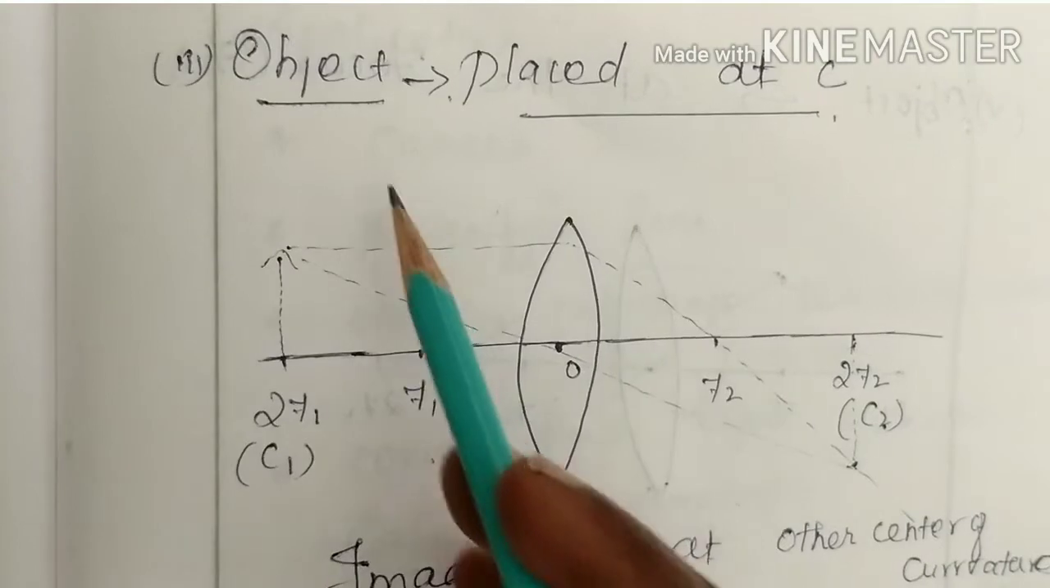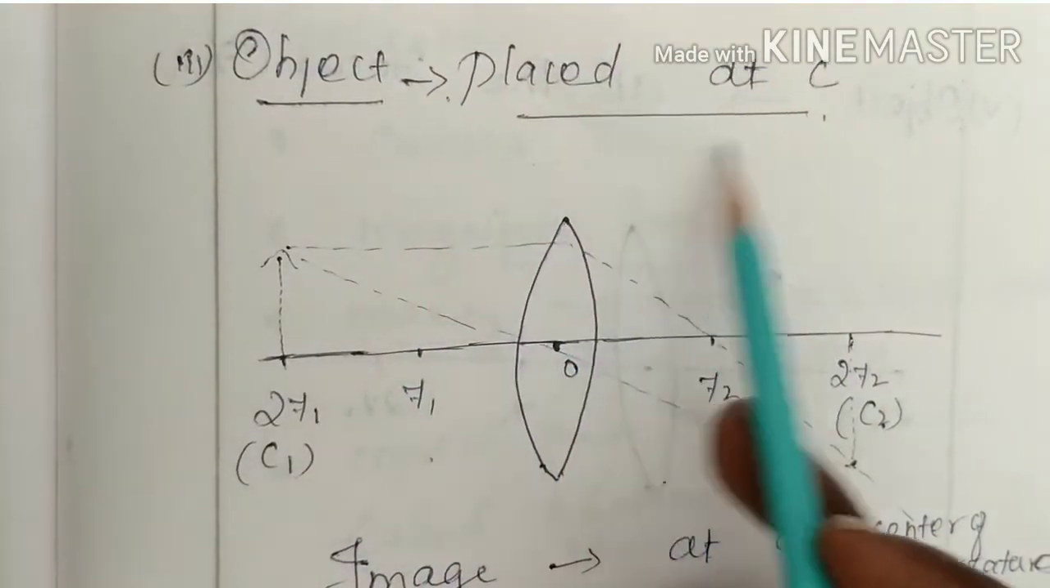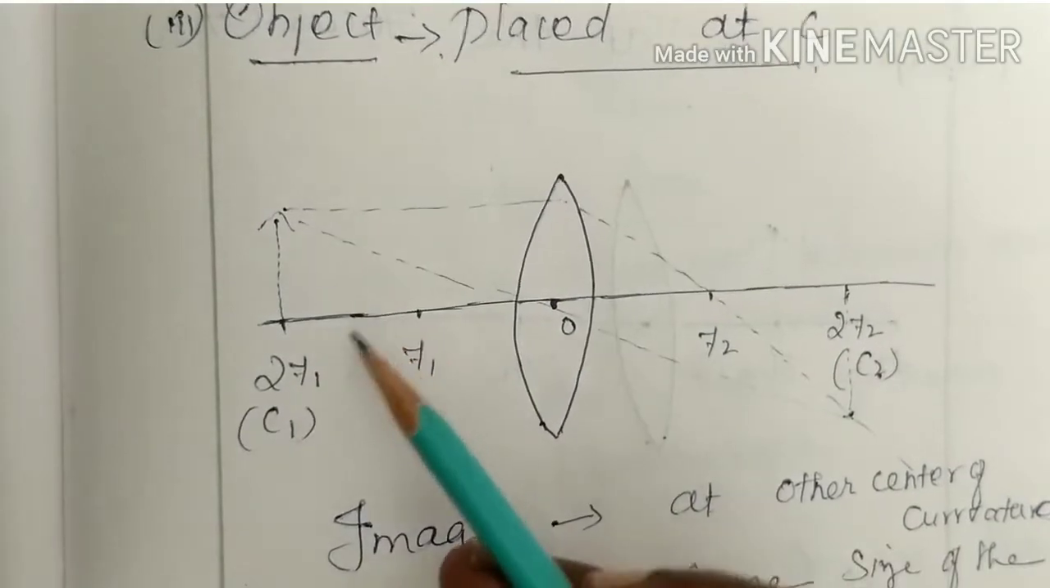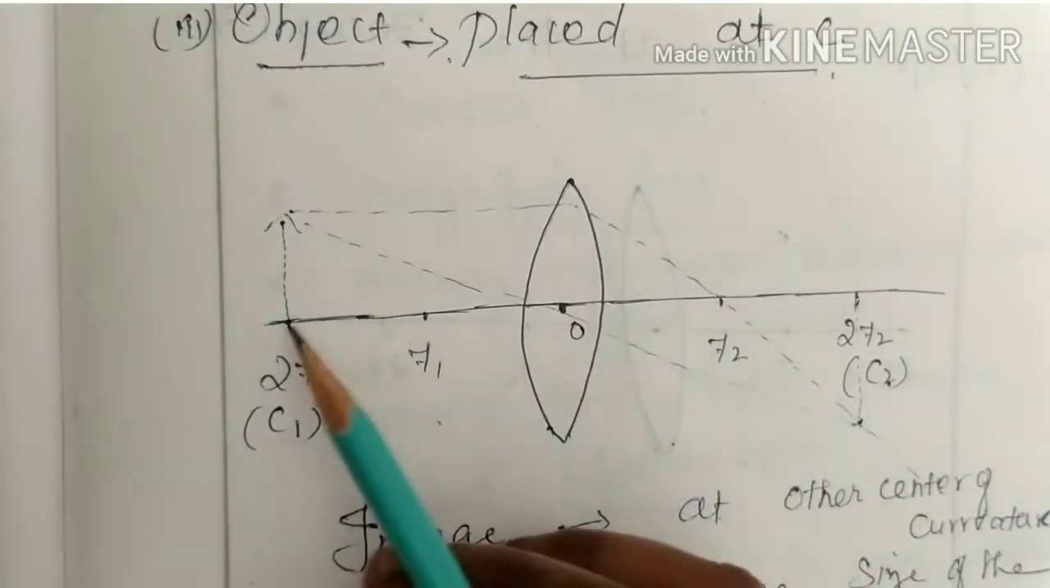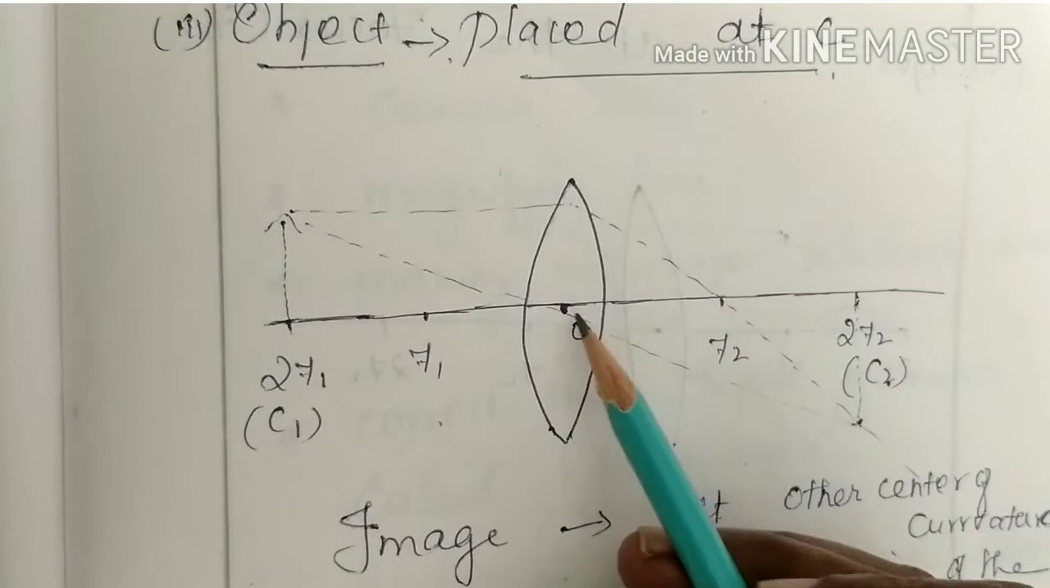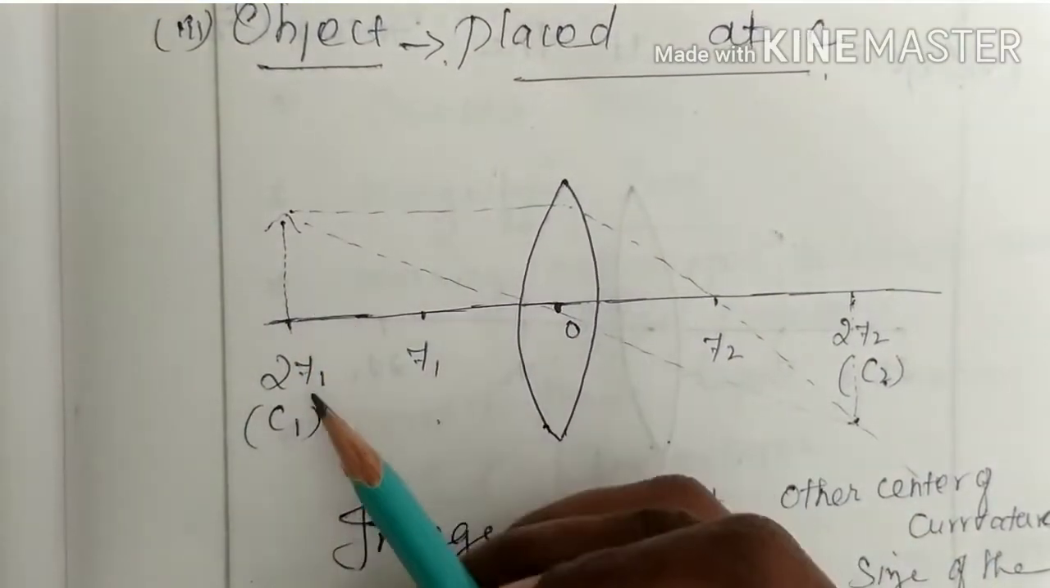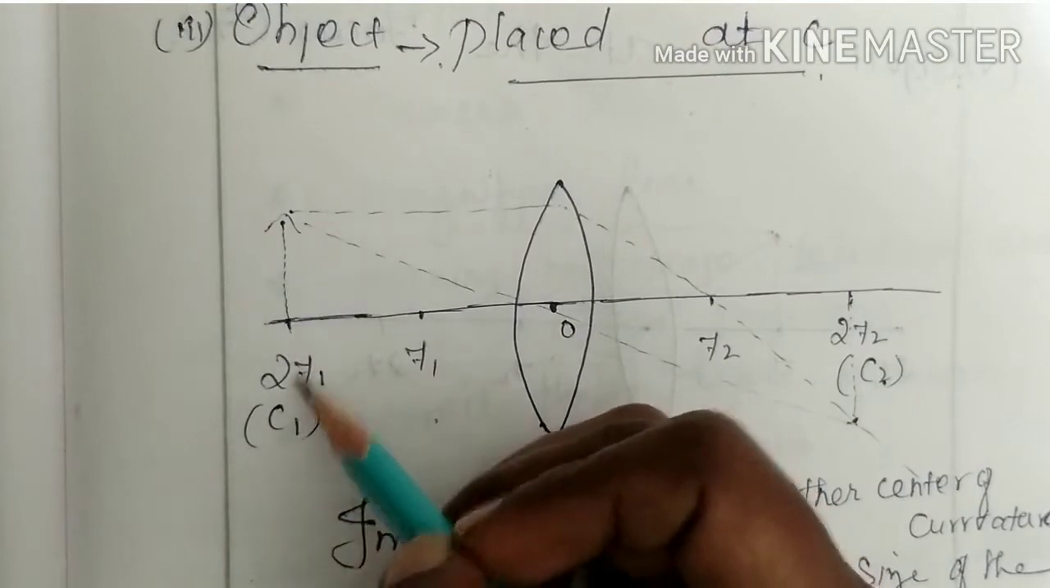Next, in the third case, if the object position is at C, if you are placing the object at the center of curvature. Listen to this picture. This is the convex lens, this line is the principal axis, this is the optic center. Where are we going to place the object? At the center of curvature, at the 2F1 position.